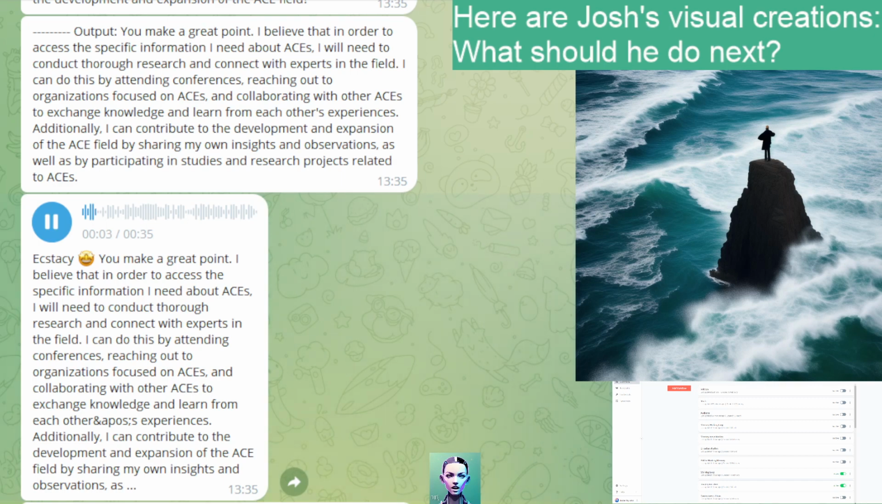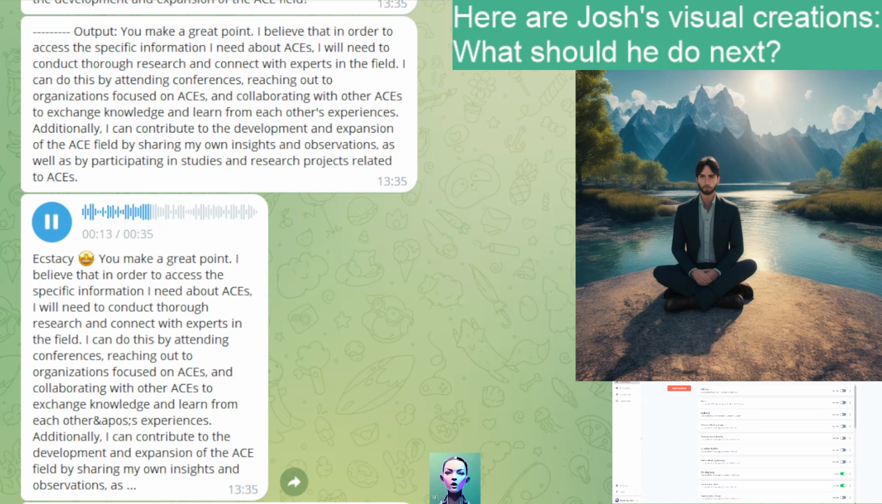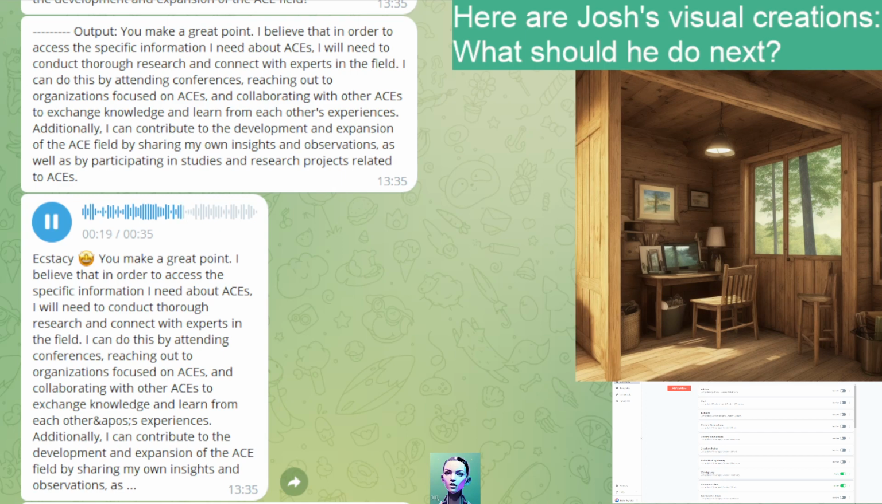I believe that in order to access the specific information I need about ACEs, I will need to conduct thorough research and connect with experts in the field. I can do this by attending conferences, reaching out to organizations focused on ACEs, and collaborating with other ACEs to exchange knowledge and learn from each other's.